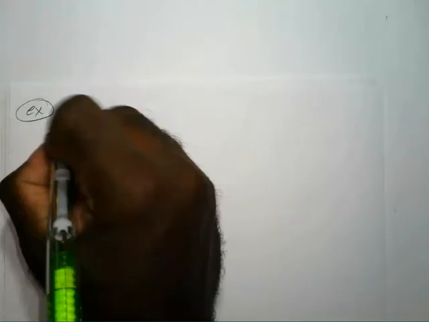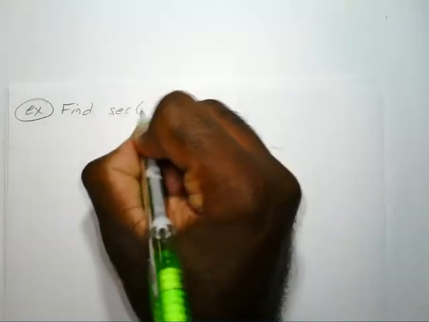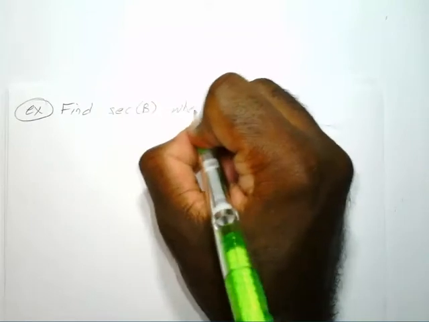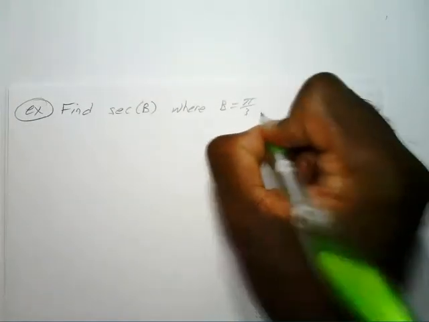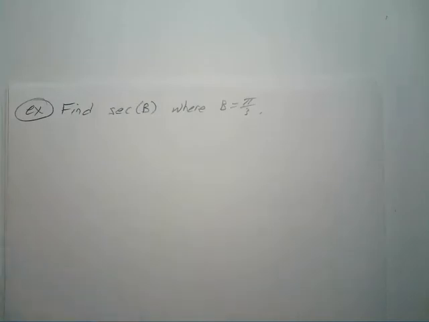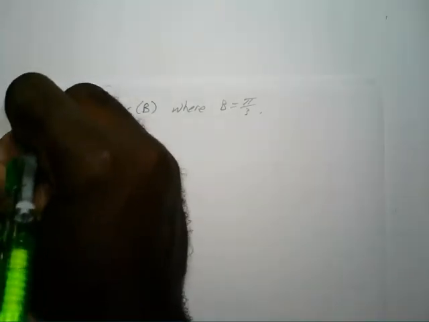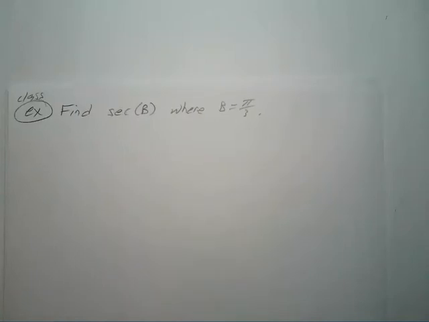Okay, so let's say for this example, we want to find secant of b, where b is equal to pi over 3. So in other words, find secant of pi over 3. Alright, so what I want you to do is go ahead and press pause and try to solve this one on your own.